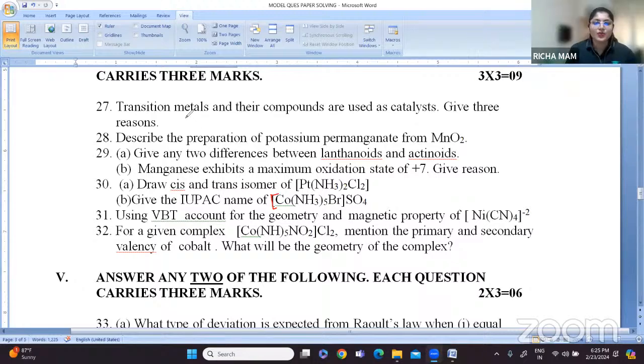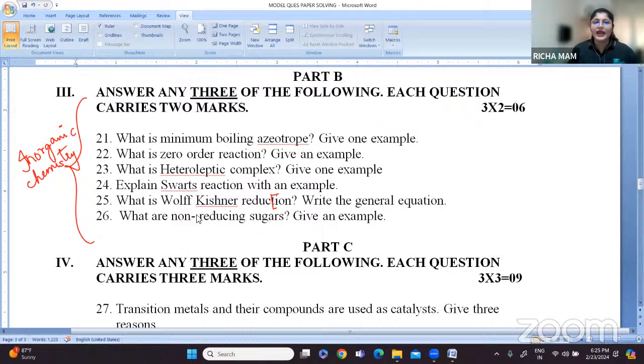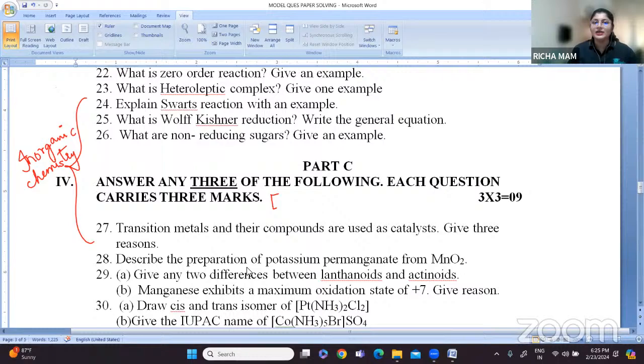This is a question asked from coordination chemistry. In the 3 marks questions, you can see these are questions from inorganic chemistry. In inorganic chemistry, you have 2 chapters, that is D and F block elements and coordination chemistry. From these chapters, you will get the 3 marks questions. The 2 marks questions will be mixed.